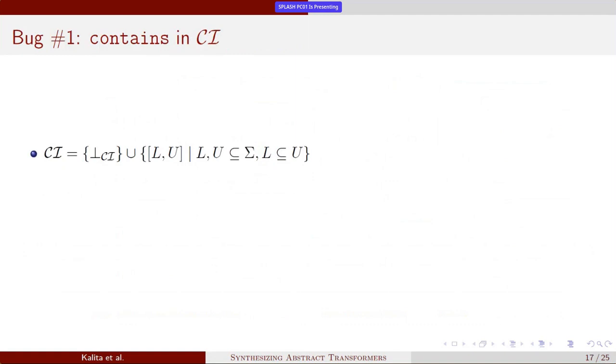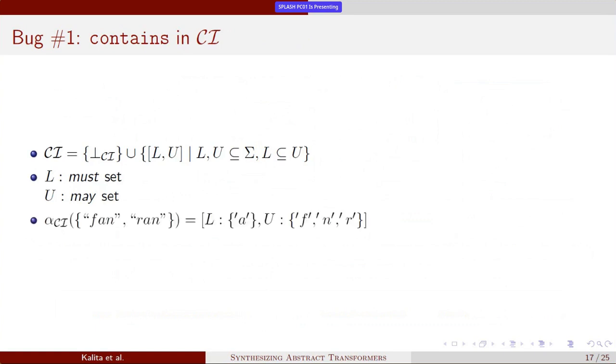Among the 4, let's discuss one bug we found in the contains concrete operation in the character inclusion domain. Before jumping into the problem, let me discuss the character inclusion domain. It's a string domain. It is defined by 2 sets of characters. One is called the must set and the other is called the may set. The must set is the set of characters which must be present in the abstract value, and the union of all characters present in the abstract value is given in the may set.